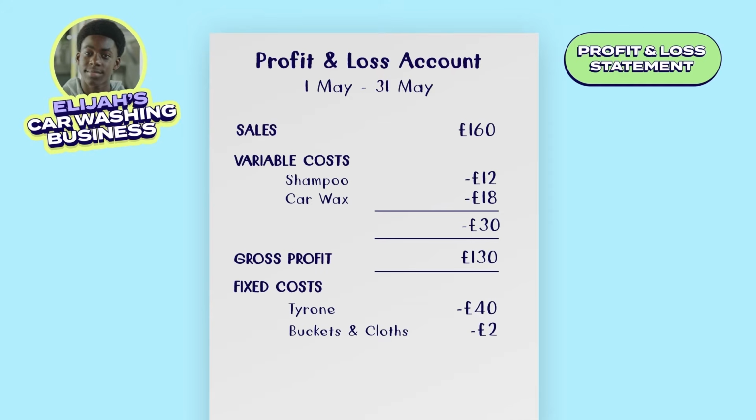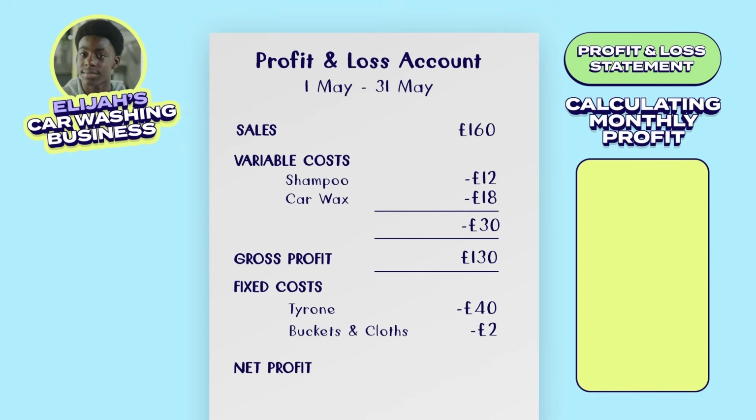Elijah is using accrual accounting, and by doing so he's spreading certain costs of the business over the entire period to which they relate. Elijah has input all of his data into his profit and loss account and now needs to calculate his monthly profit.